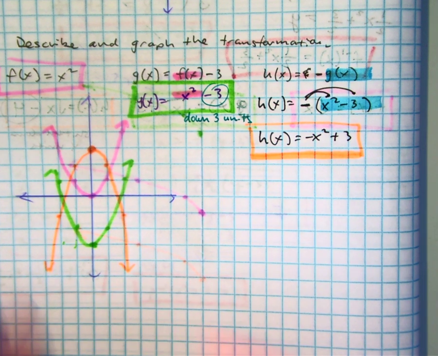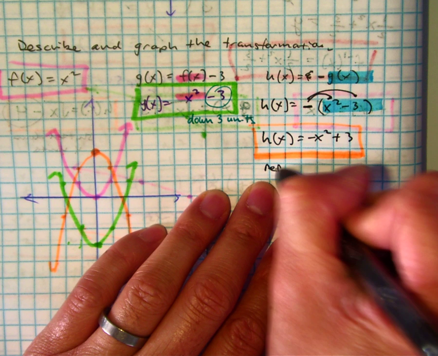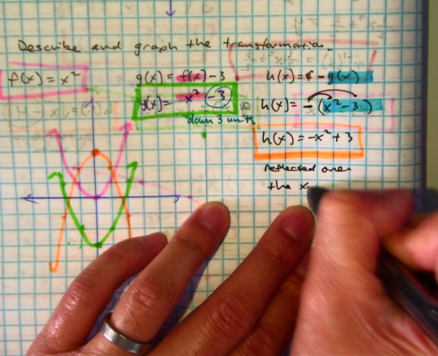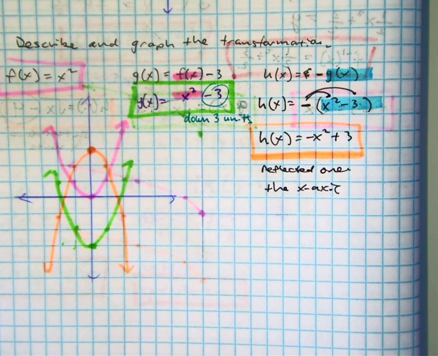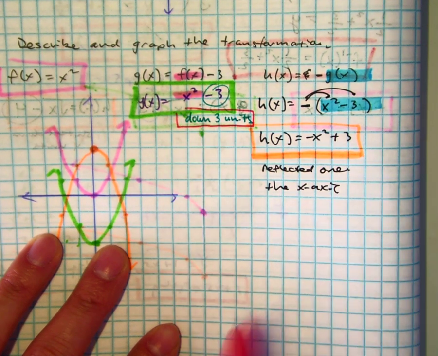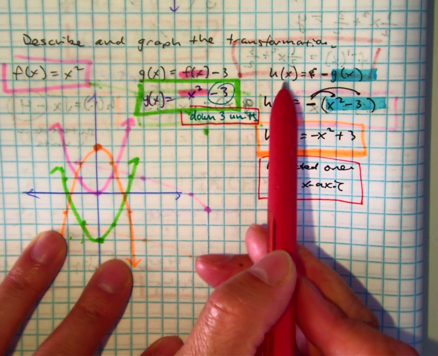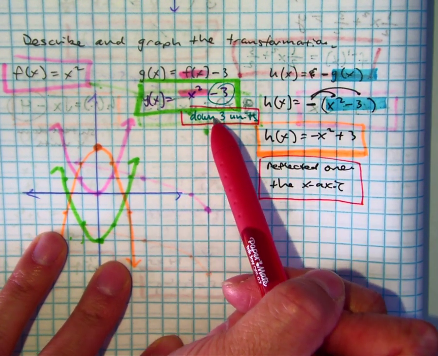So here in this problem, we can say that it was reflected over the x-axis. So those are the transformations. Our transformations are down 3 units from the original function. H of x is actually a combination of all of them, right? It was reflected over the x-axis and it was moved down 3 units. Okay.